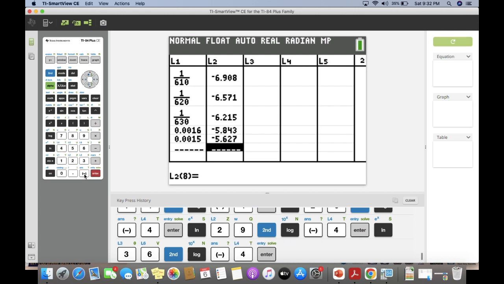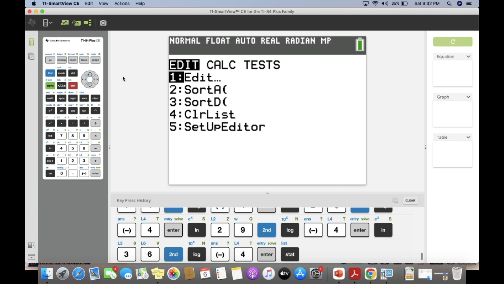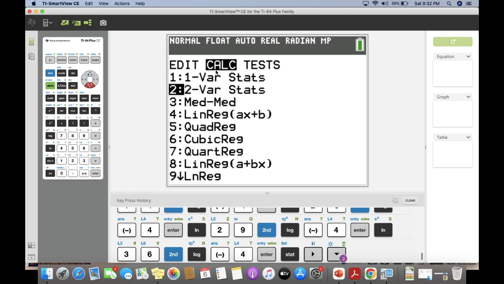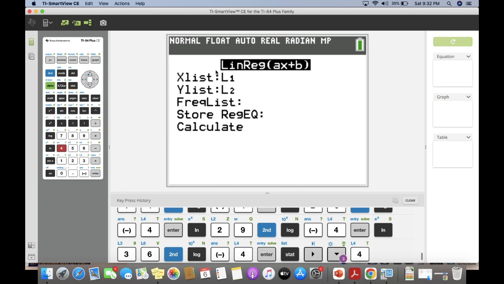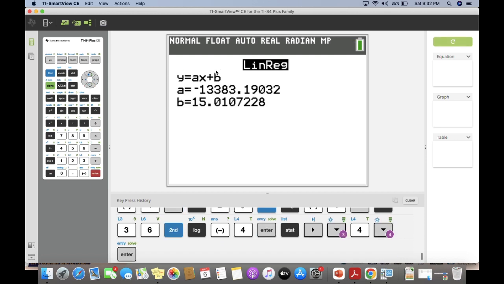So since we now have this already, we can just go directly to stat, calculate, linear regression. It's already preset, L1, L2, no need for frequency list, no need for store, calculate directly. And we now have these values. So this now gives us the equation of the regression line. Let me just copy it first here, and then I will show it to you in Jamboard.